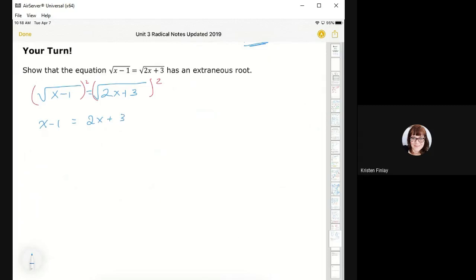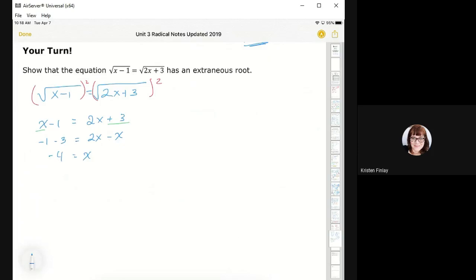So let's move all of our x's over to one side and all of our non-variable terms over to the other. So here I have negative 1. I'm going to move the 3 over. Minus 3 is equal to 2x minus x. So basically, I just move these over by doing the opposite operation on the other side. So I get negative 4 is equal to x. So that would be my solution.